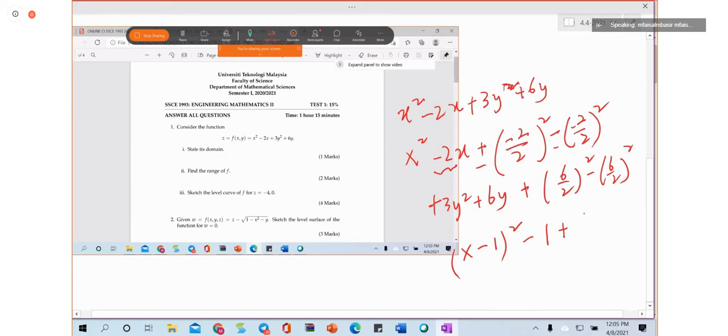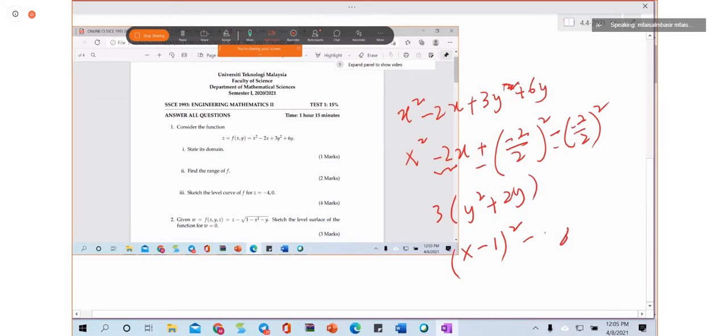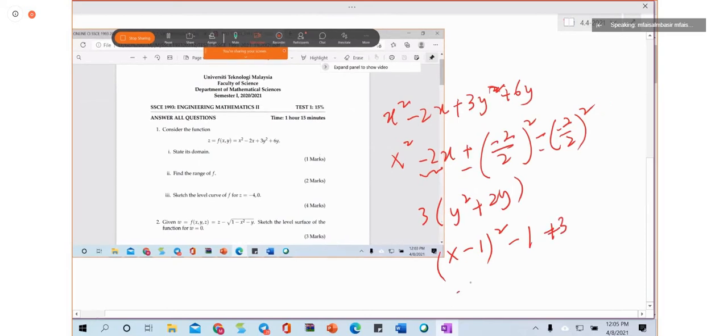Okay, sorry, I cannot do this like this. I have to factorize the 3 first. I have to factorize 3y squared plus 2. So what I have to do is this is minus 1, and then 3, and then I have to open the bracket: y plus y squared plus 2y plus 1 squared, 2 divided by 2 and minus.